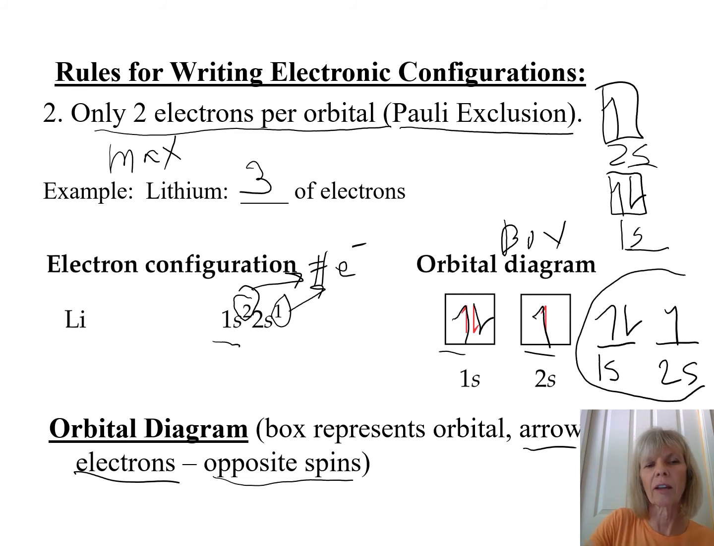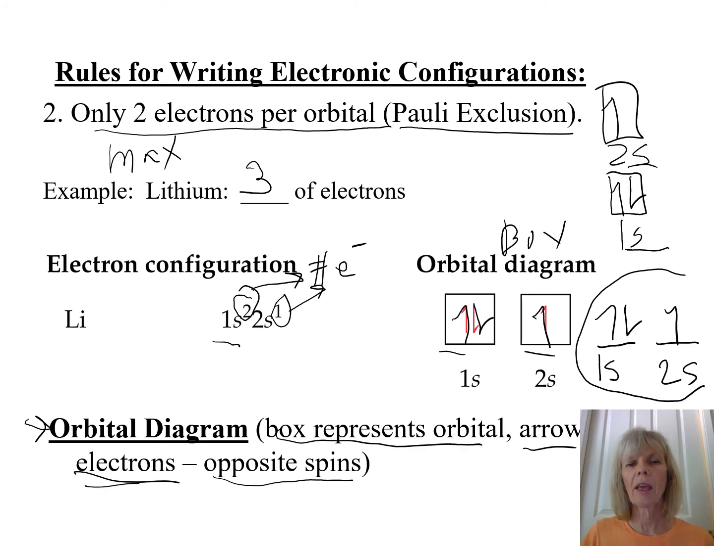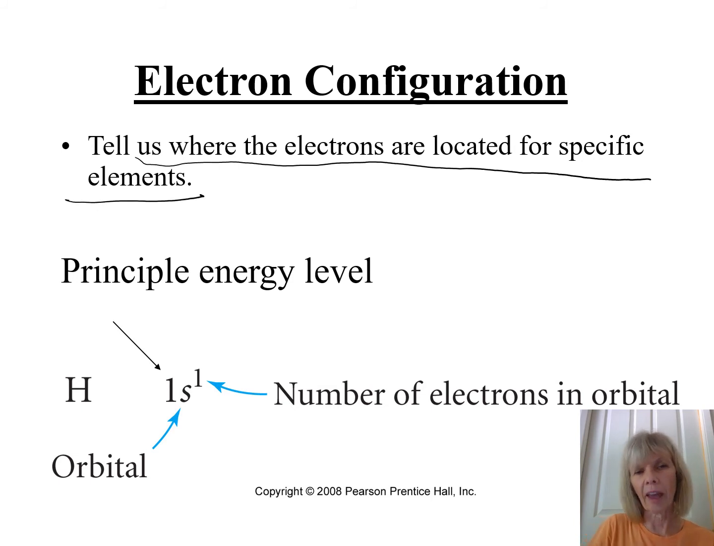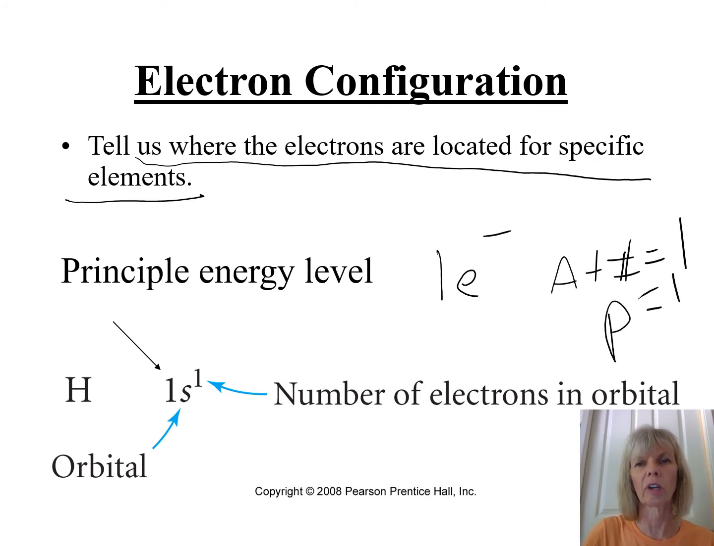So at the bottom here, again, my orbital box diagram, the box represents the orbital and the arrows are the electrons, and you draw them in opposite spins. So that's an orbital box diagram and an electron configuration. So again, an electron configuration tells us where the electrons are located for specific elements. And as we just showed how to do on the previous slide, if I had hydrogen, hydrogen has one electron because its atomic number is 1, which means we have one proton.